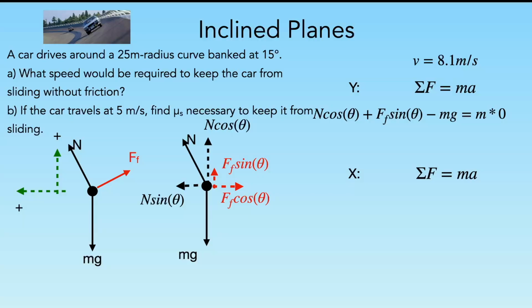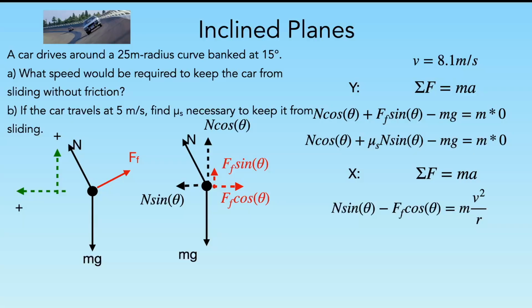Vertically, N cosine theta plus force of friction times sine of theta minus mg equals the mass times 0. And then we substitute in mu static times normal force for the force of friction. So that's our first equation. Our second equation is also really pretty complicated now. N sine theta minus ff cosine theta equals mv squared over r. And I'll substitute in mu s times the normal force there.